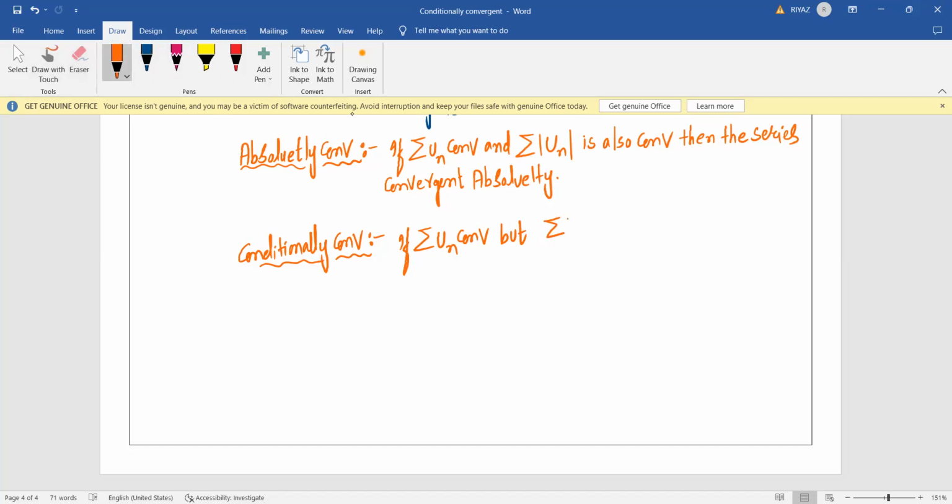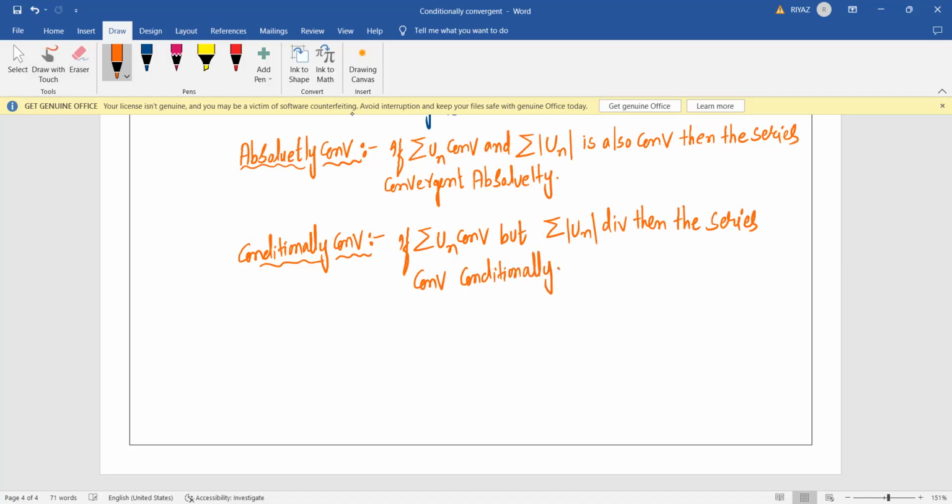Summation mod un divergent, then the series is convergent conditionally.